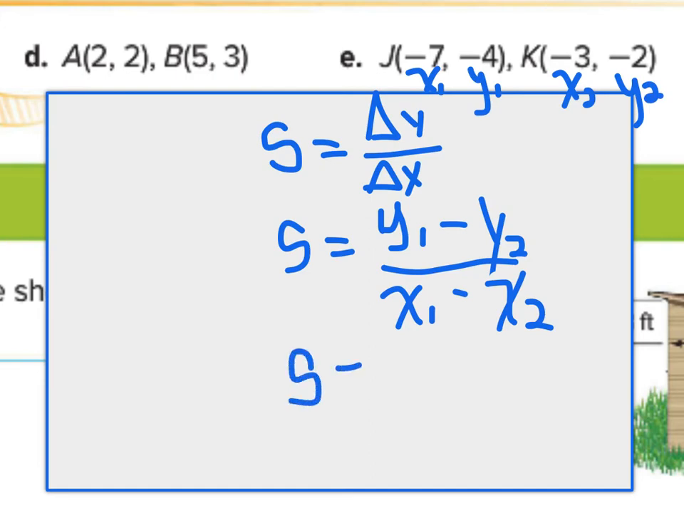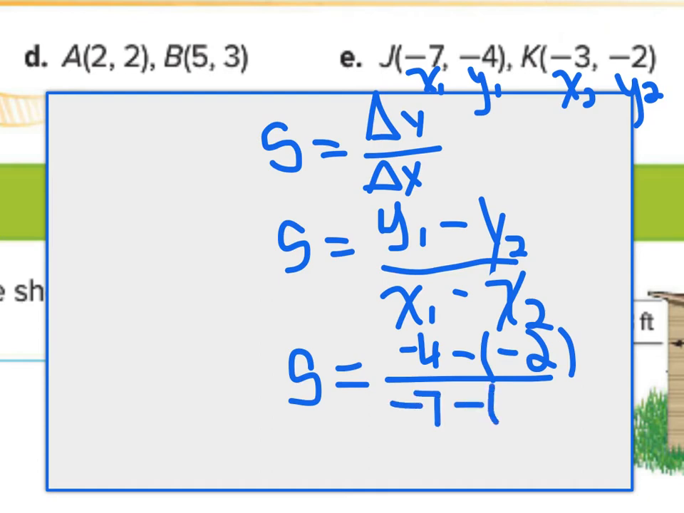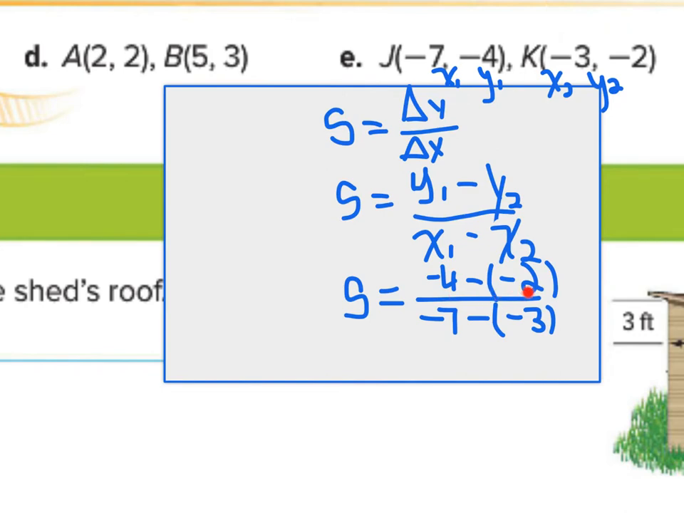Okay, slope equals y1 is -4 minus y2 is -2. And that's over x1 being -7 minus -3. Okay. -4 minus -2, or take away -2. I'm going to take away 2 negatives from here. It becomes +2 essentially. But if I take away 2 negatives, I've got to take away 2 negatives from this amount. S equals, it will become -2 over, and then I have -7, take away 3 of those negatives, I'm going to have -4.